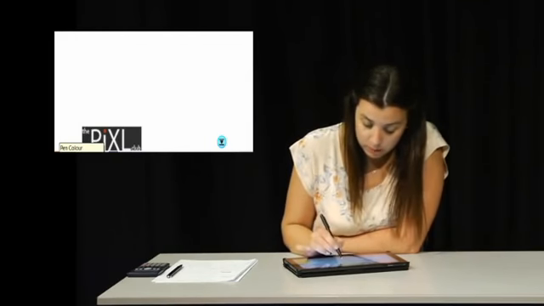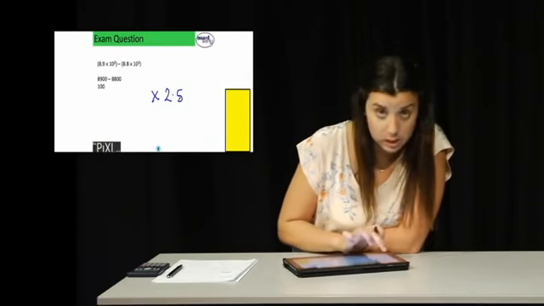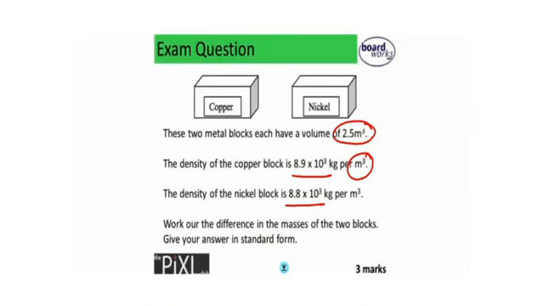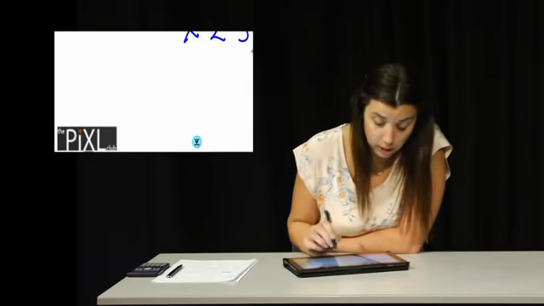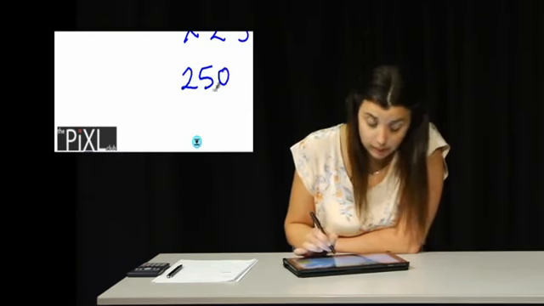But what we need to do then is multiply that by 2.5. Let's look quick back at the question. These two metal blocks each have a volume of 2.5 meter cubed, and the density is expressed as kilograms per meter cubed. So we must make sure that we multiply our answer by 2.5. Multiplying 100 by 2.5 gives us 250.